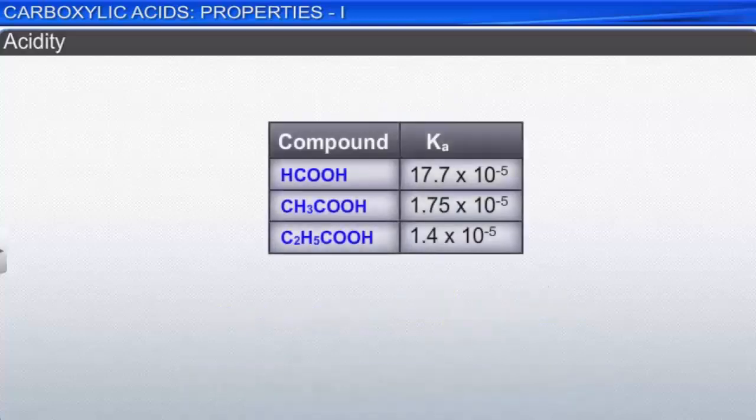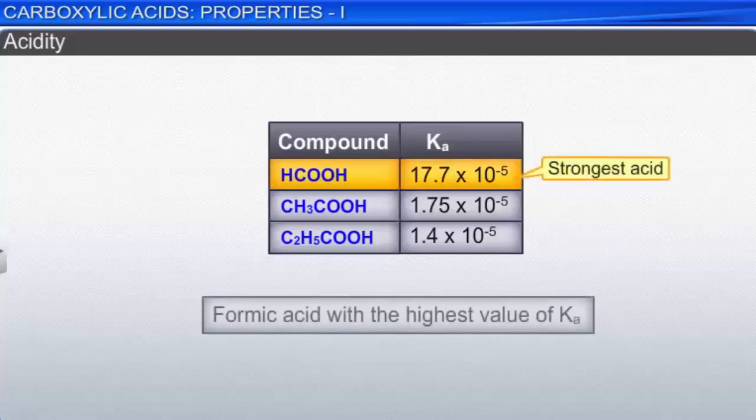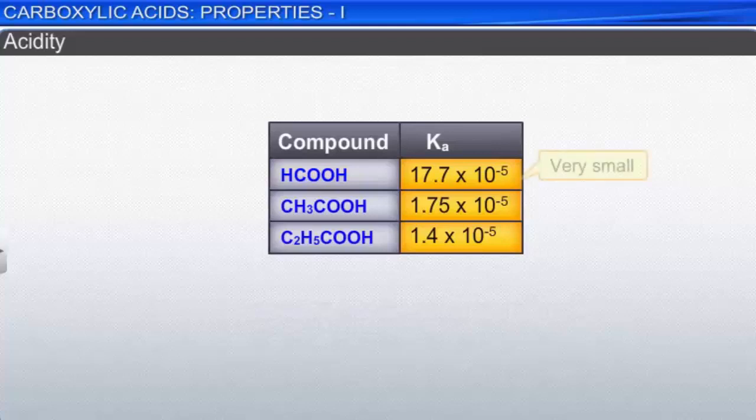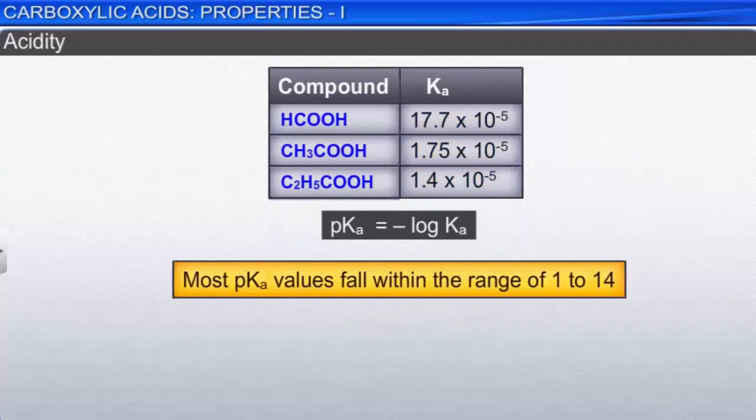Every carboxylic acid has its characteristic Ka, which indicates how strong an acid is. The larger the value of Ka, the greater is the extent of ionization, and therefore, the stronger is the acid. For example, among the unsubstituted monocarboxylic acids, formic acid with the highest value of Ka is the strongest. The values of Ka are usually very small. Hence, for convenience, they are often quoted in logarithmic form as pKa is equal to negative log Ka. Most pKa values fall within the range of 1 to 14.